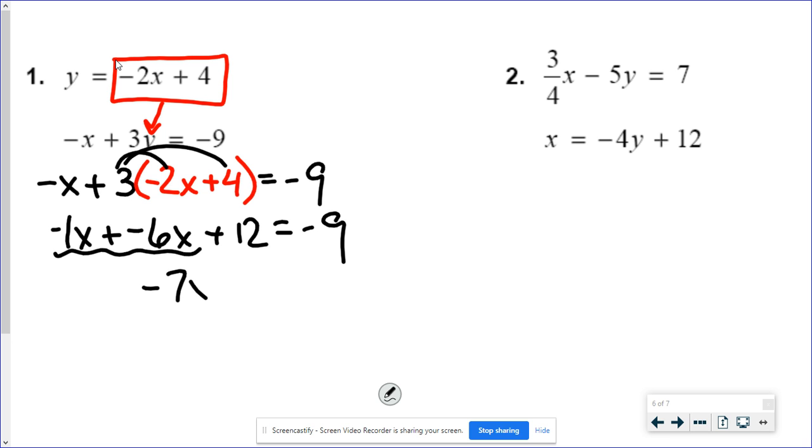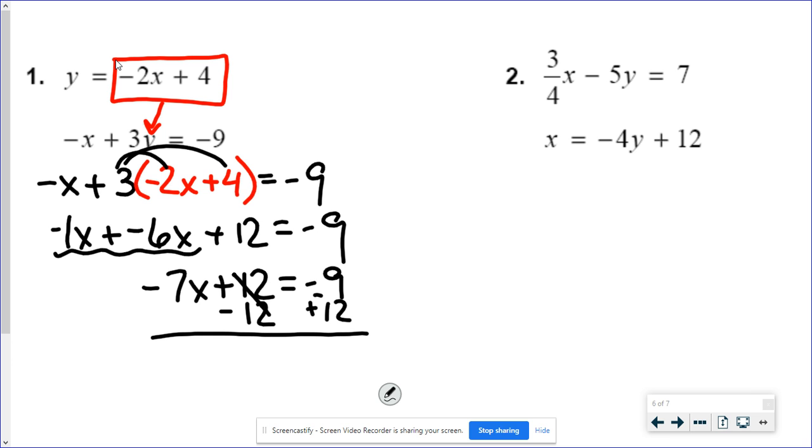That'll be a negative 7x. And then when I subtract the 12, I have that negative 7x equals negative 21. So the x is going to be equal to 3. If the x is 3, then using this equation right here.